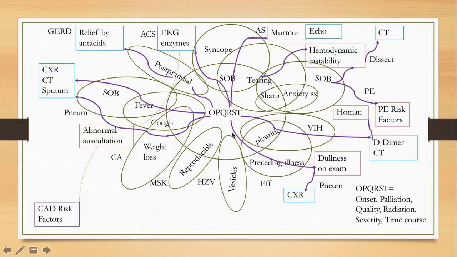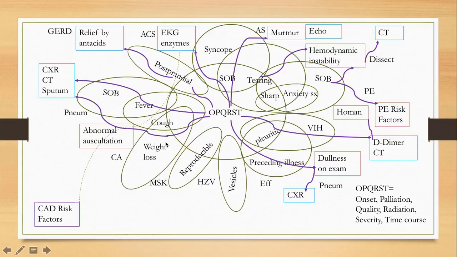If the patient has, along with the chest pain, some preceding illness and there is dullness on the exam, then maybe there is some pneumonia. Or just with the presence of preceding illness, you may think about effusion. If there are vesicles present, then of course you think about shingles. If there is reproducibility of chest pain, then you think about musculoskeletal chest pain. I'm sorry, this should have actually been pleural effusion or pericarditis, so I made a mistake here, so I apologize.